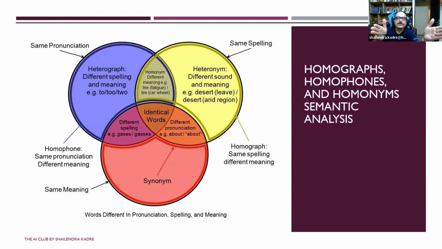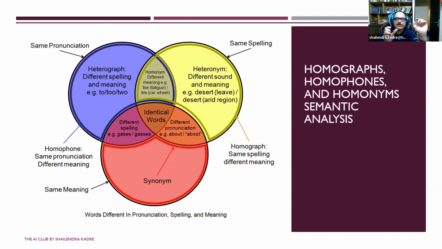Same spelling means homograph, and synonym we are already aware of. Synonym is very distinct from homograph and homophone. Homophone is same pronunciation, different meaning. Homograph is same spelling but different meaning, like desert and desert can be used in two senses. And synonym we are already aware of. These are different words, pronunciation also different, spelling also different, but the meaning is the same. These are the types of challenges we will face when we do our semantic analysis.